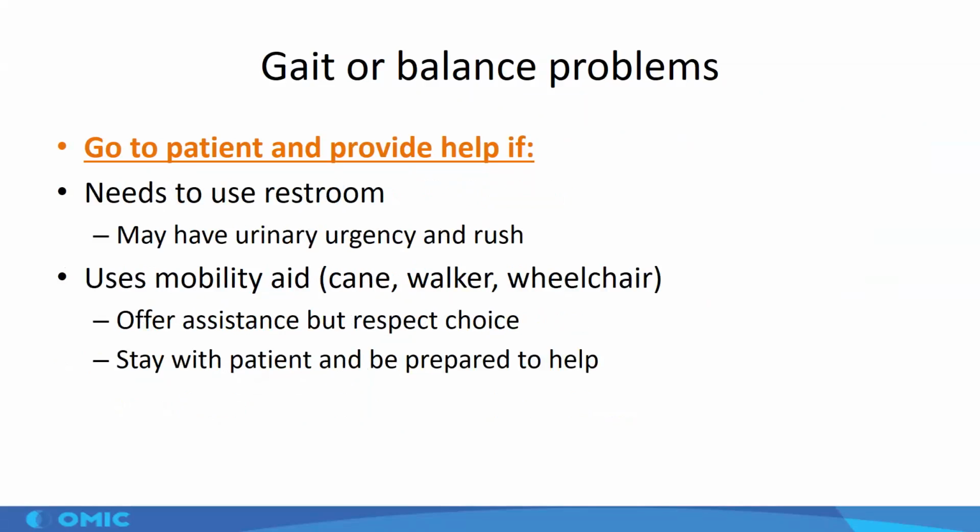Patients need help if they're going to use the restroom and are frail or at risk of falling. And they may rush to get to the restroom because many of them have urinary urgency. Any patient who uses a mobility aid, such as a cane, walker, or wheelchair, is at risk of falling. We recommend that you offer assistance to all of these patients, but some of them may decline your help, and you need to respect that choice, but stay very close to the patient at all times and be prepared to help.